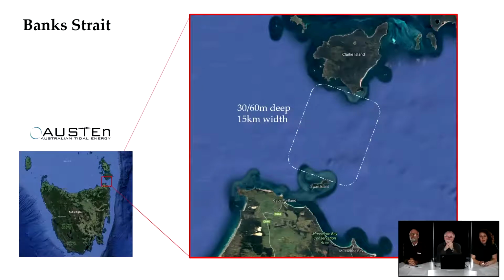This site has also been identified by the Austin project, a project funded by ARENA, which aims to map the tidal resources in Australia and check their economic feasibility. So people in the tidal industry are interested in this site, and they need to better understand all the characteristics of this environment. And one parameter is sediment transport.